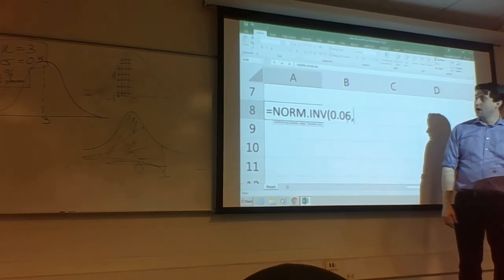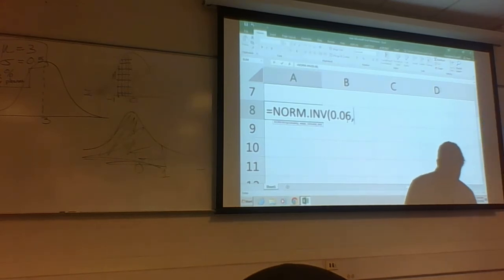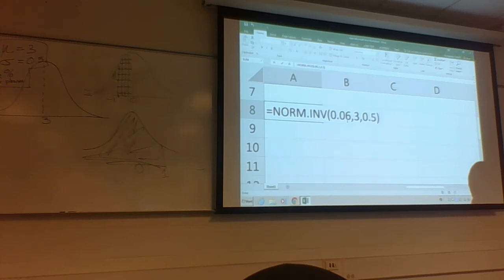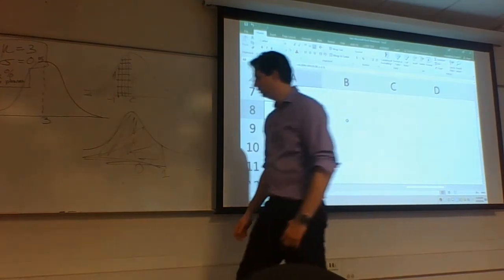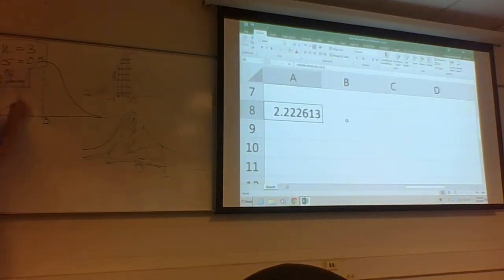What's our mean? 3, right? The average is 3 years. What's our standard deviation? 0.5. And we get 2.22 years. In other words, 2.222613. This gives us exactly 6%. I have to add some more stuff here, but this will give us 6%.